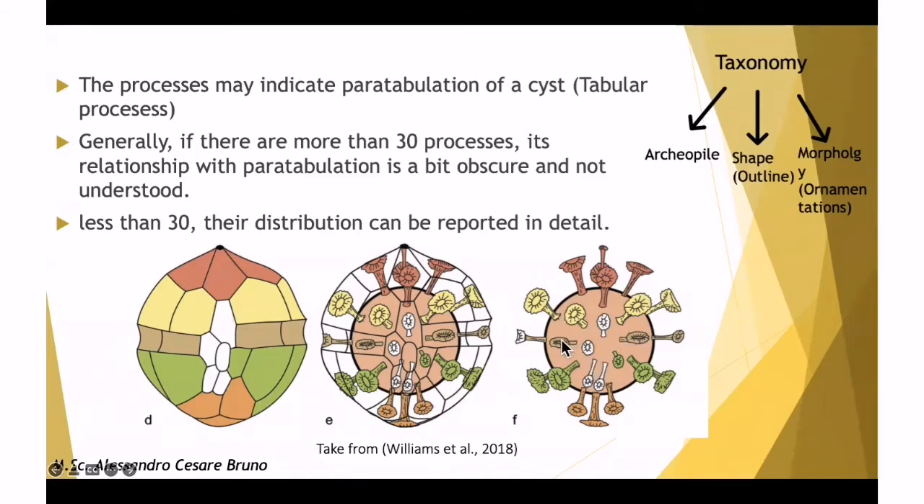So the different location of the different processes can tell us where the apical plate was, that was the red one; the presingular plate, that was the yellow one; the singular plate, that was the brown one; the post-singular plate, that was the green one; the antapical plate, that was the orange one; and where the sulcus was located, so the central part of the cyst. In this case, the white process.